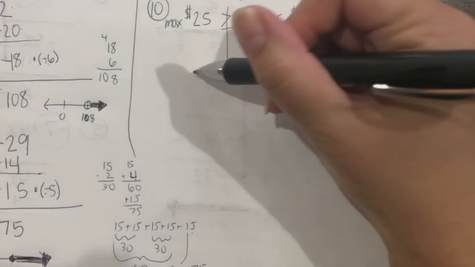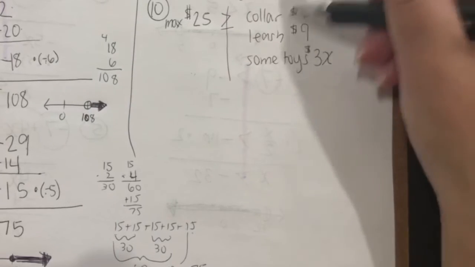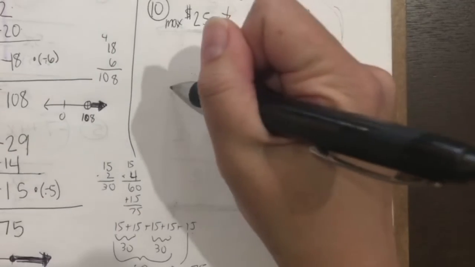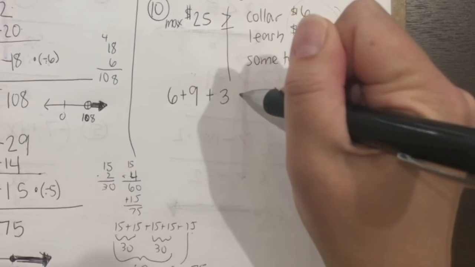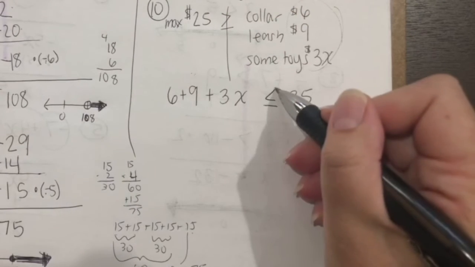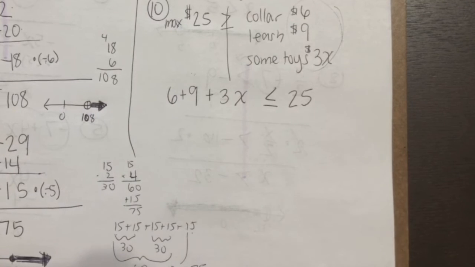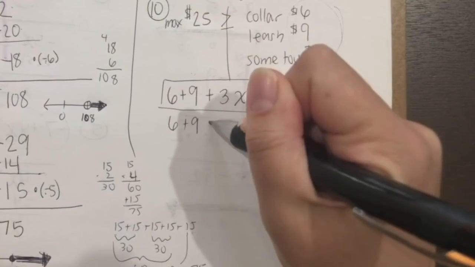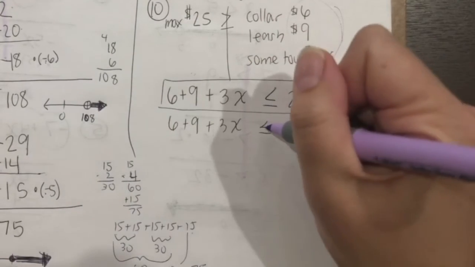We like to have the x on the left though, so let's write this the other direction. We'll say that all of this added together is going to be less than or equal to $25. So we have a $6 collar plus a $9 leash plus $3 times however many toys we get will be less than or equal to $25. Let's box that as part of our answer, and then we'll rewrite it and solve it. Okay, now I have one written nice and neat.